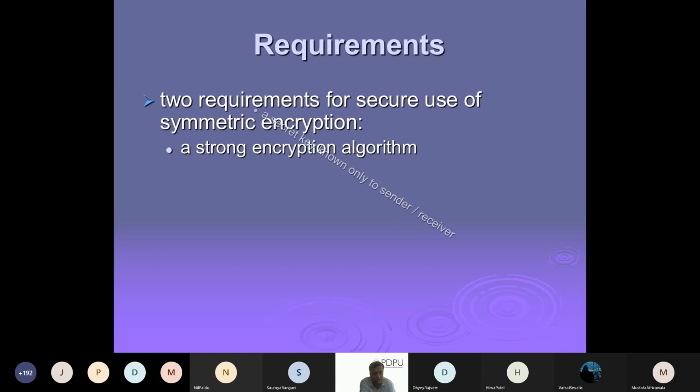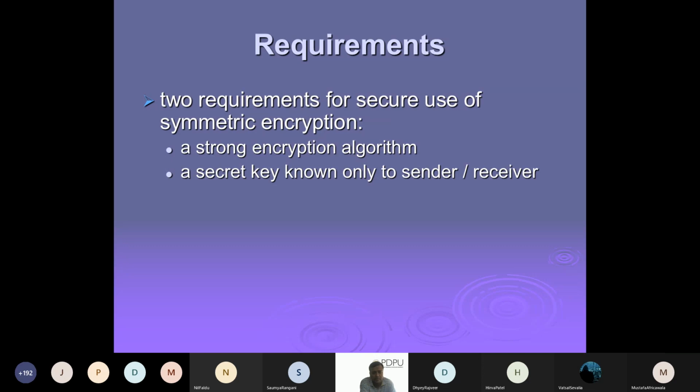That is the analysis of algorithms to find loopholes in the algorithm. And of course the second thing is the key. The key must be known to the sender and receiver, and whatever key they are making, it must not be easily guessable.